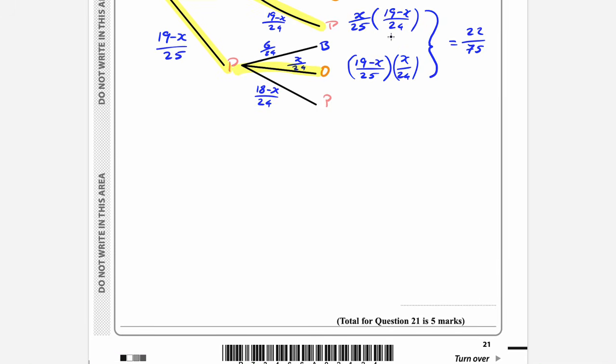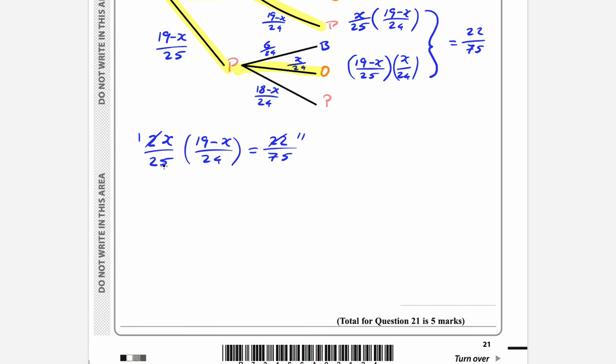Now, do you remember what I said? It's basically two of these. So it's 2 times x over 25, and I'll just join the 2 in here, guys, if you're okay with that. 19 minus x over 24 equals 22 over 75. Now there's a few things you can do here to make this easier, guys. I'm going to divide by 2. Divide both sides by 2, so this is 1, this is 11.